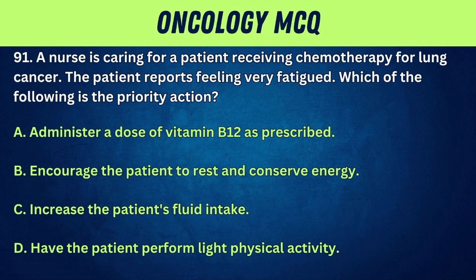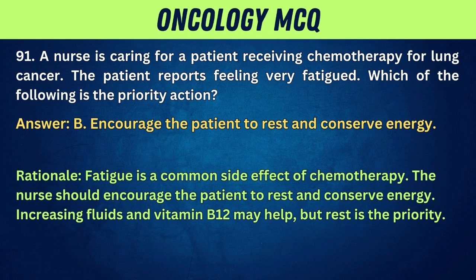91. A nurse is caring for a patient receiving chemotherapy for lung cancer. The patient reports feeling very fatigued. Which of the following is the priority action? A. Administer a dose of vitamin B12 as prescribed. B. Encourage the patient to rest and conserve energy. C. Increase the patient's fluid intake. D. Have the patient perform light physical activity. Answer: B. Encourage the patient to rest and conserve energy.